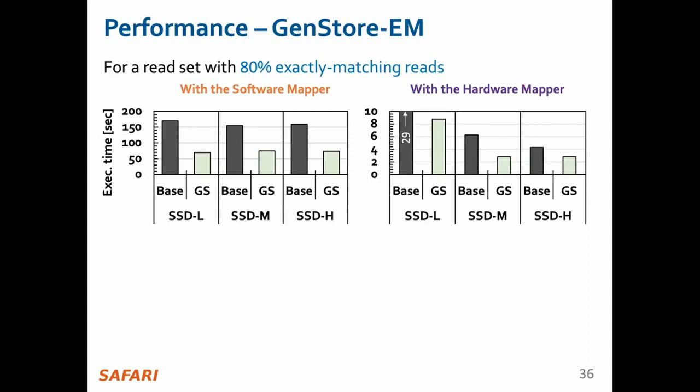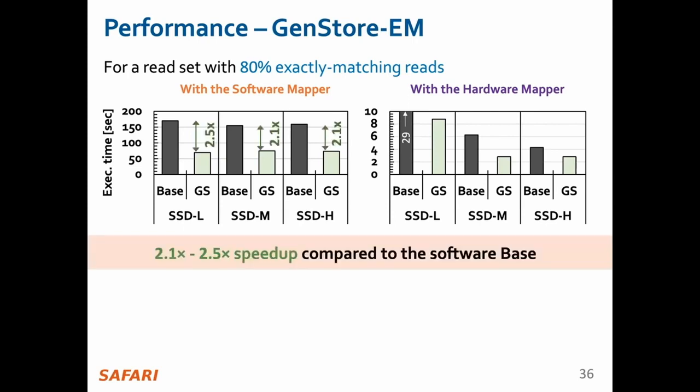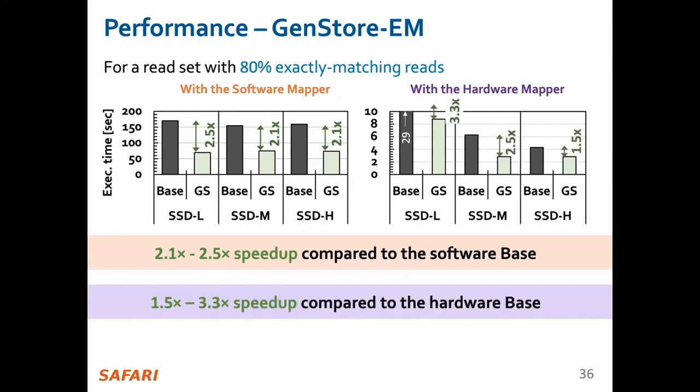So we analyzed the benefit of GenStore-EM for a 22 gigabyte short read set where 80% of reads exactly match some subsequences in the reference genome and can be filtered. We show the benefit of GenStore on software and hardware read mappers. GenStore provides 2.1 to 2.5 times speedup compared to the software baseline, and 1.5 to 3.3 times speedup compared to the hardware baseline. And on average it provides 3.9 times energy reduction.